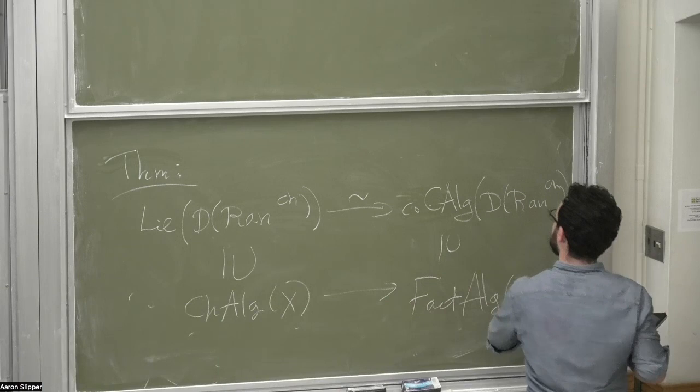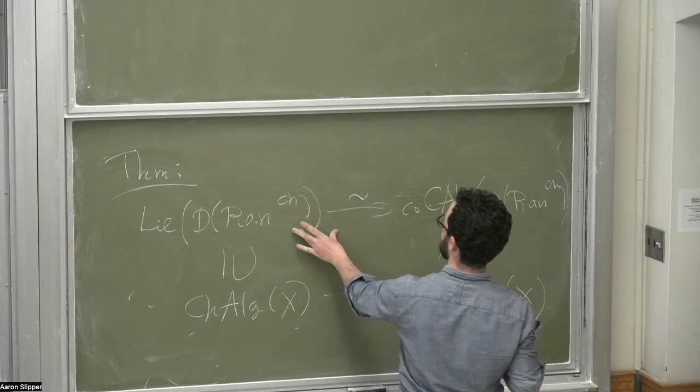So this equivalence is basically Koszul duality. It is a duality between the operad and the free field.